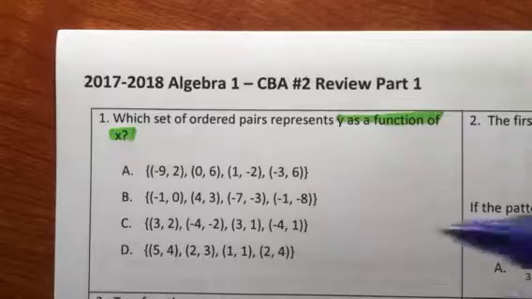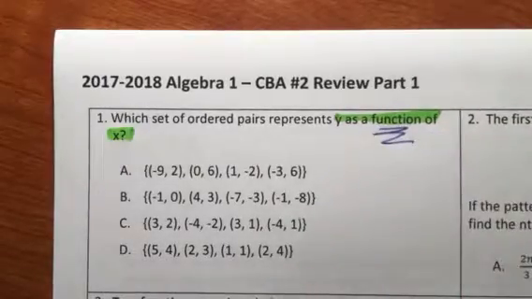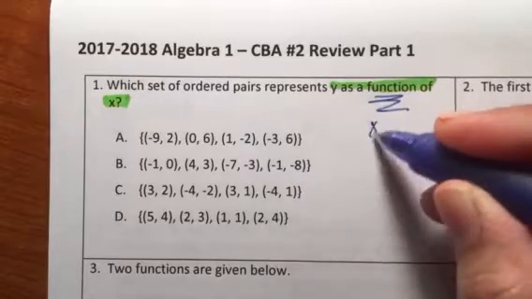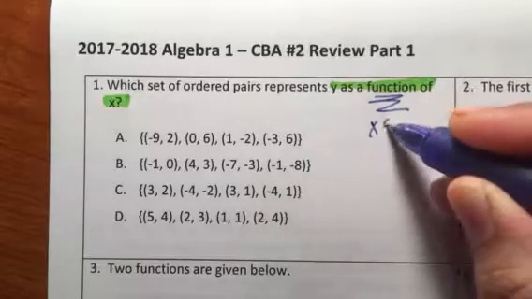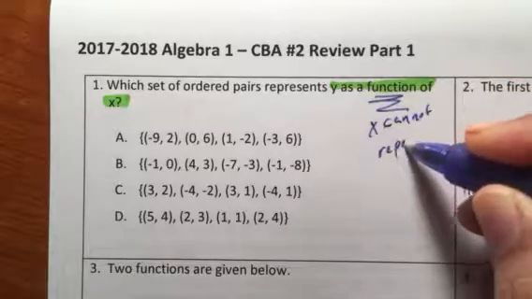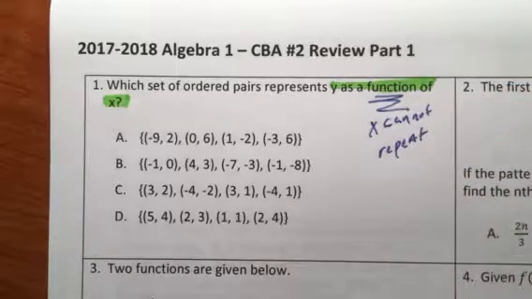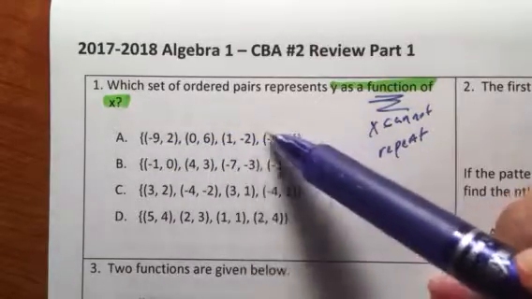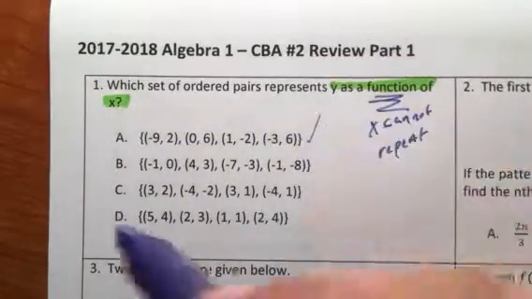of x, it's just asking you which one's a function. And in order for it to be a function, remember x cannot repeat. So we're looking for where x does not repeat. So if you look, we're looking at all the x's here. None of those repeat, so there's your answer.